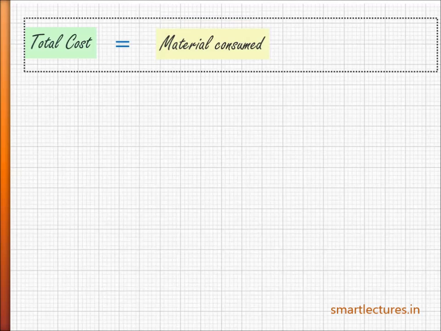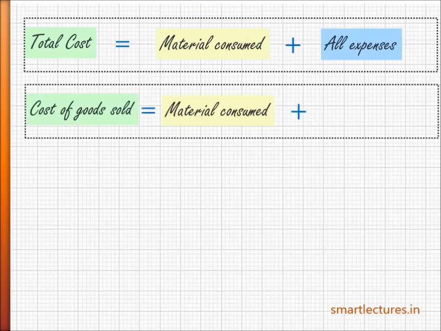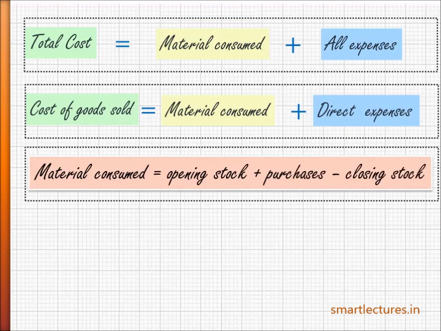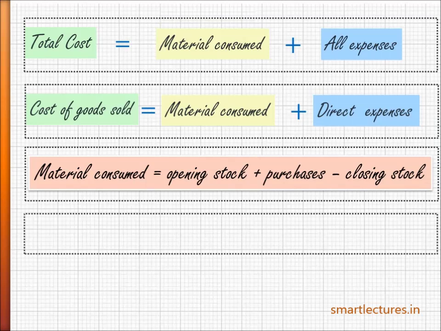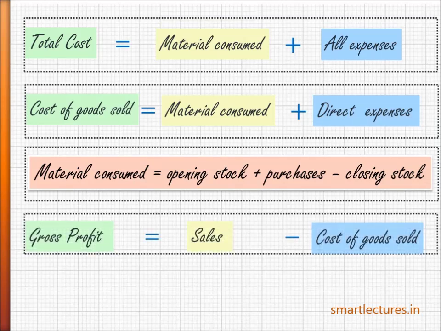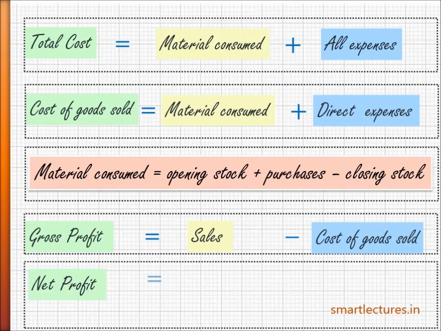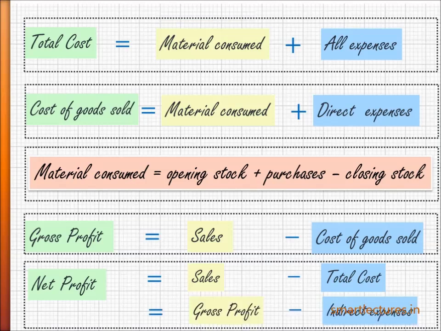So let me prepare the table of all these formulas. You have already learnt it. Total cost is equal to material consumed plus all expenses. Cost of goods sold is equal to material consumed plus direct expenses. Material consumed is equal to opening stock plus purchases minus closing stock. There are two types of profits, gross profit and net profit. Gross profit is equal to sales minus cost of goods sold, and net profit is equal to sales minus total cost or gross profit minus indirect expenses.